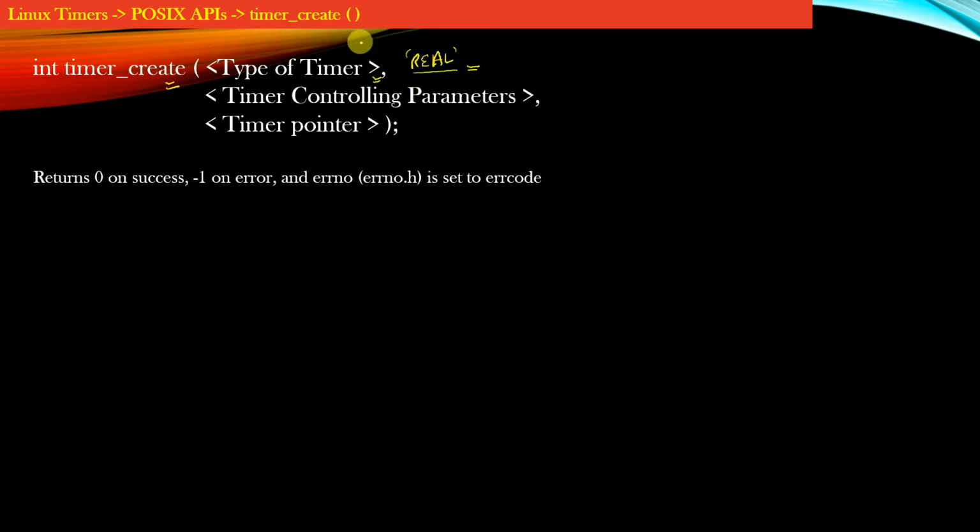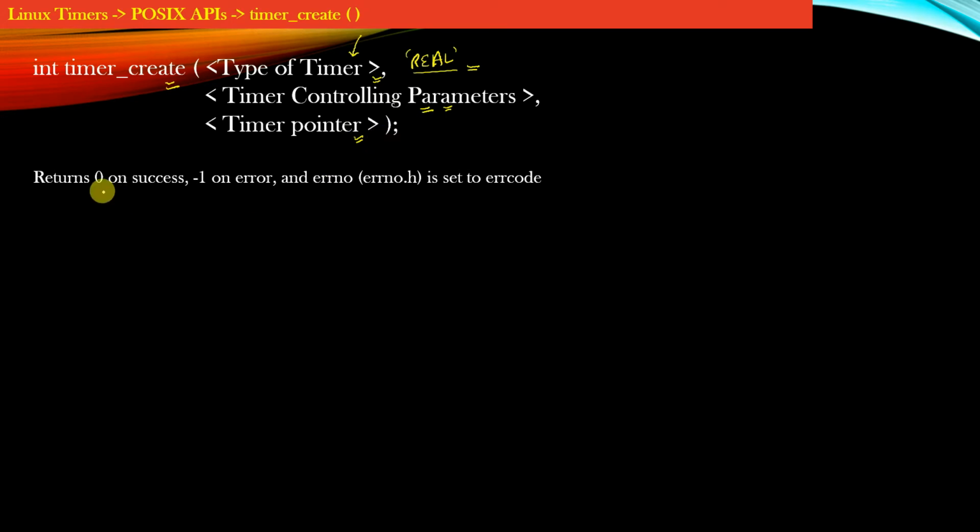So as the first argument, we need to pass a constant value which represents what type of timer you want to create. The second parameter actually allows the developer or programmer to specify various parameters which control the timer, right? We will shortly discuss in detail what those parameters are. And the third argument is a pointer to the timer, right?